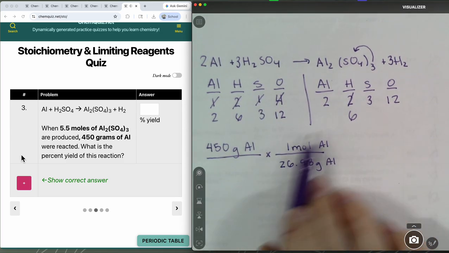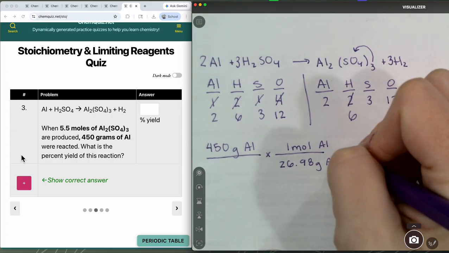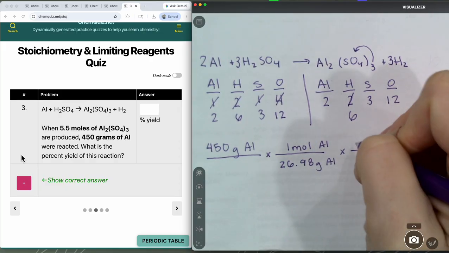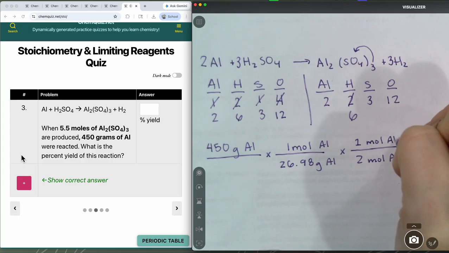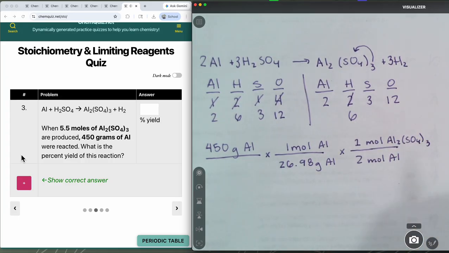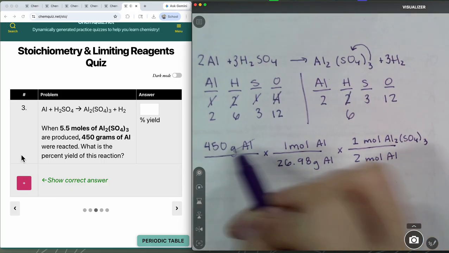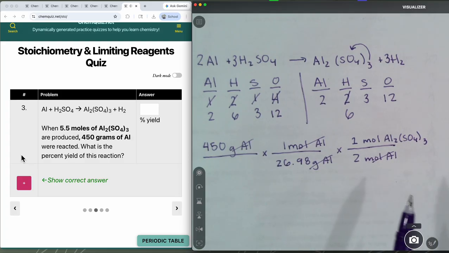So how do I do the math down here to make that work? So then you do 2 moles on the bottom of aluminum over 1 mole of the product. I'm just going to say the product. It sounds very professional. Play to your strengths. Okay, so let's check our units here. Grams of aluminum, grams of aluminum, moles of aluminum, moles of aluminum, and this leaves you with moles of aluminum sulfate.